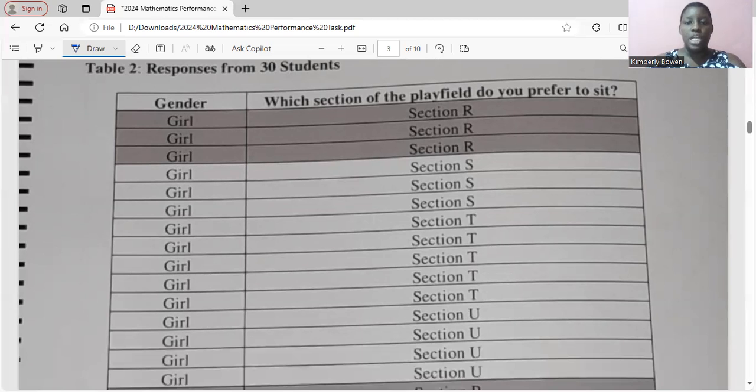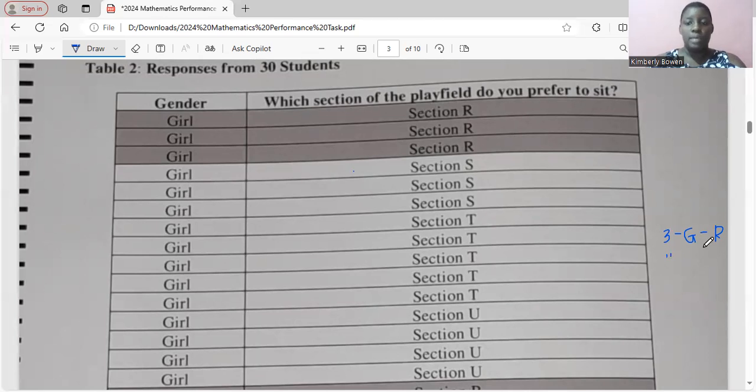So there were 3 girls for R, I'm gonna write that down. 3, and you can use any form of coding you want to write. I'm just doing this so I can keep track. So the 3 girls are R, that's what I mean. All right, for S now, 1, 2, 3 girls also for S.